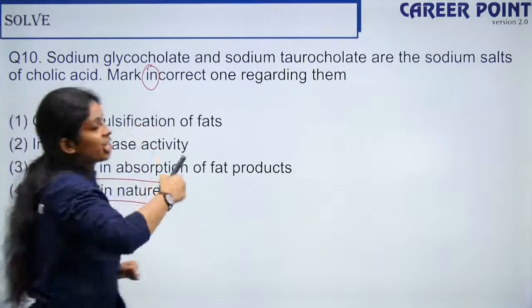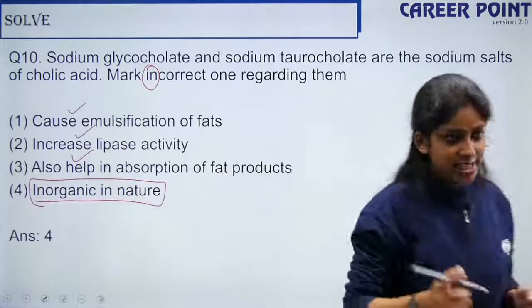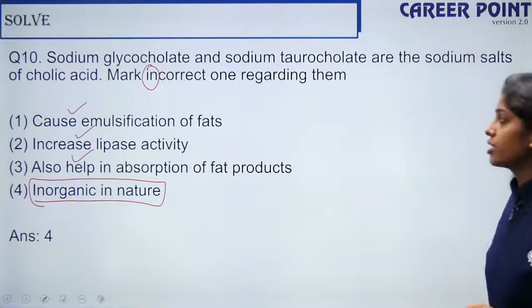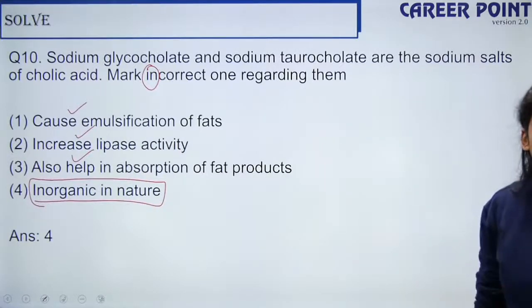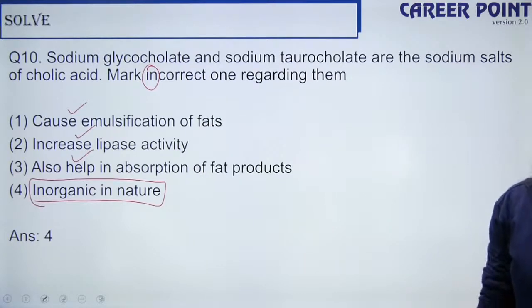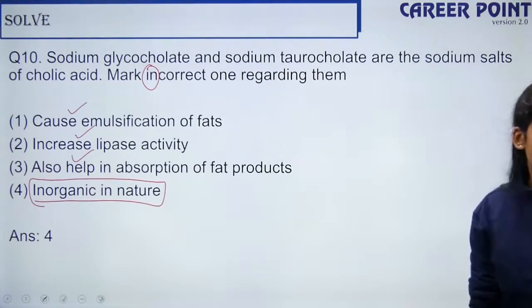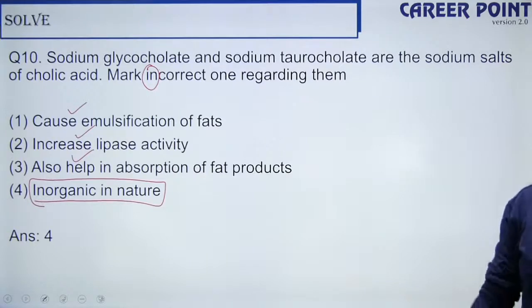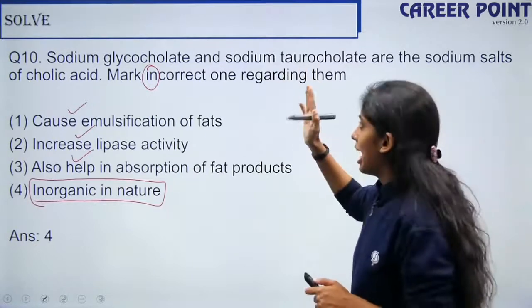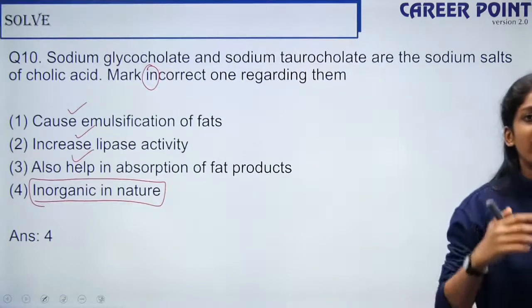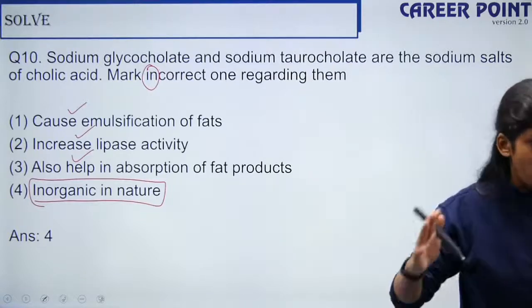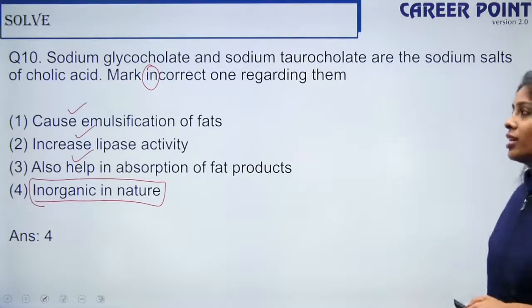I read the question as which of the following is correct. Yes, you're absolutely right. It is a cholic acid, a carboxylic acid, so it has to have carbon. So it is inorganic in nature is incorrect. Please note down, sodium glycocholate and sodium taurocholate are bile salts. Fine. So with this, we are done with digestion.